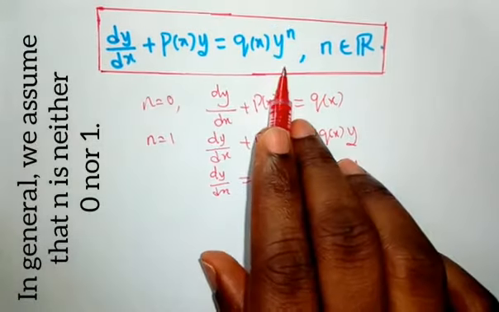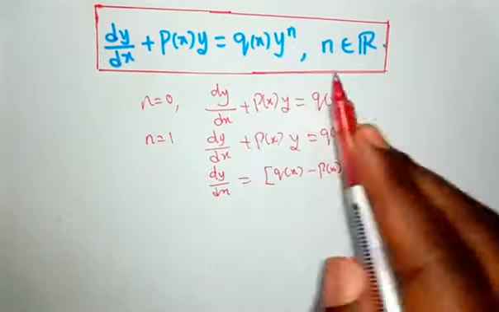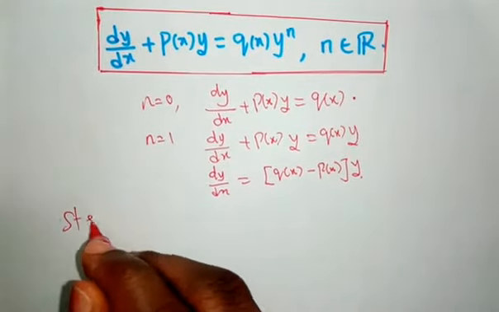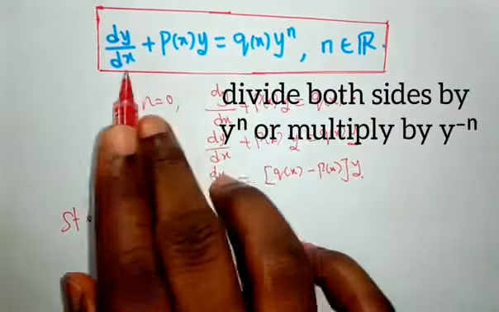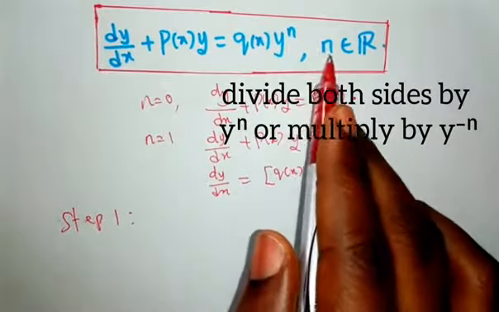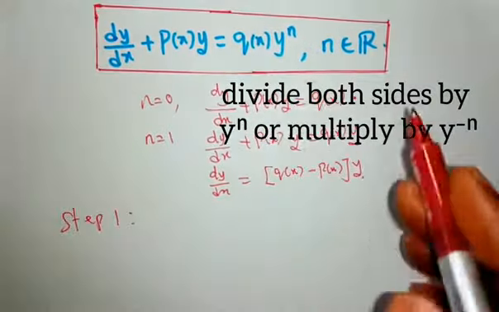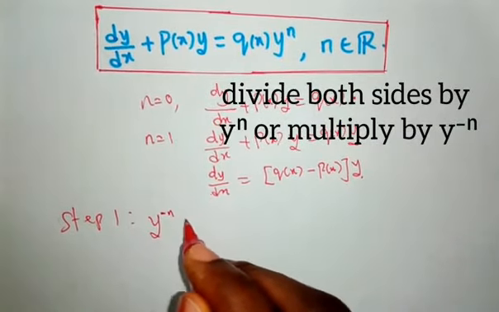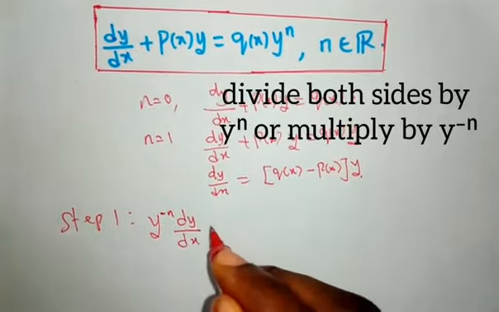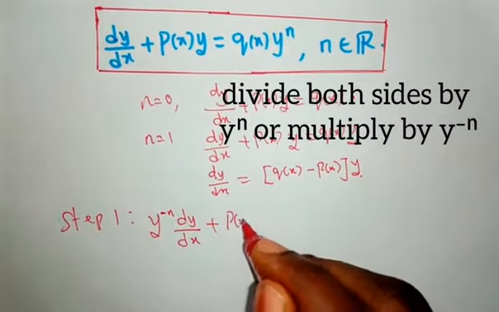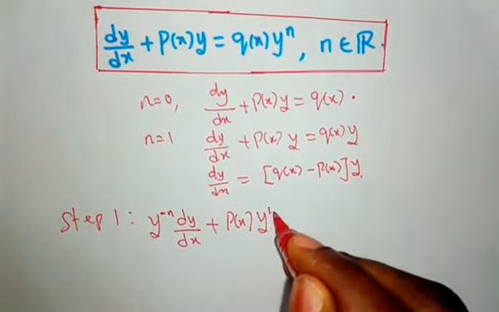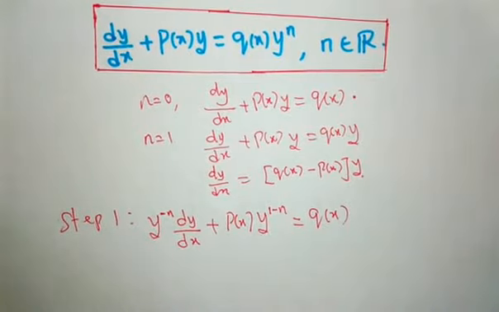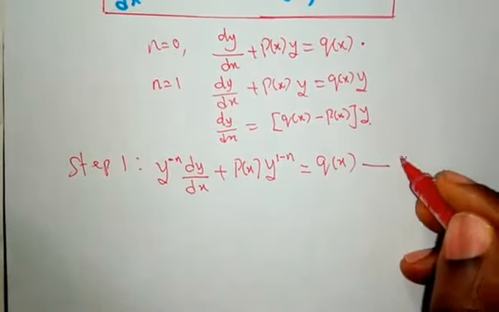Now to solve a Bernoulli equation, we need to transform it to a linear equation of this form. To do that, step 1, we divide through by y^n, or multiply through by y^(-n). So if we divide by y^n, we have y^(-n) dy/dx + p(x)y^(1-n) = q(x). Now let's call this equation star.